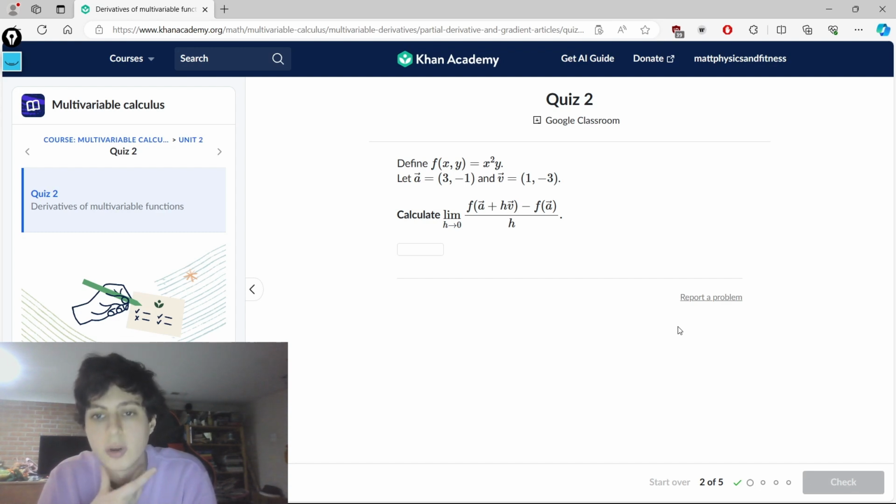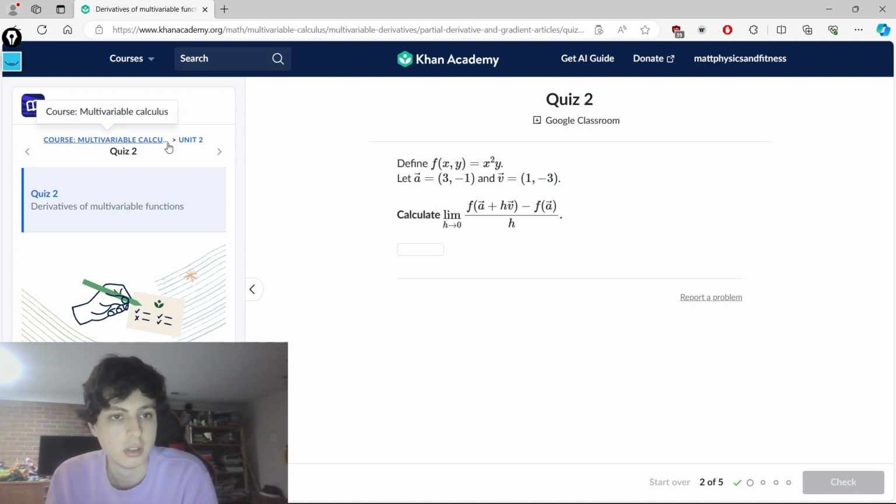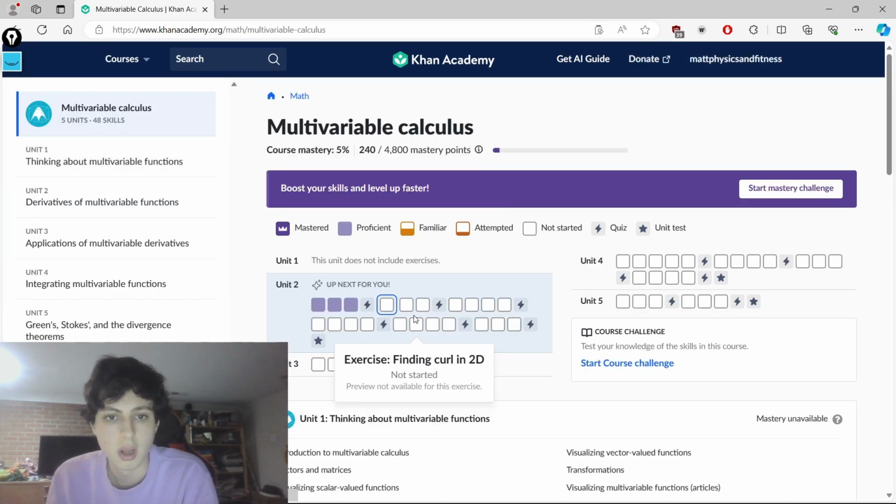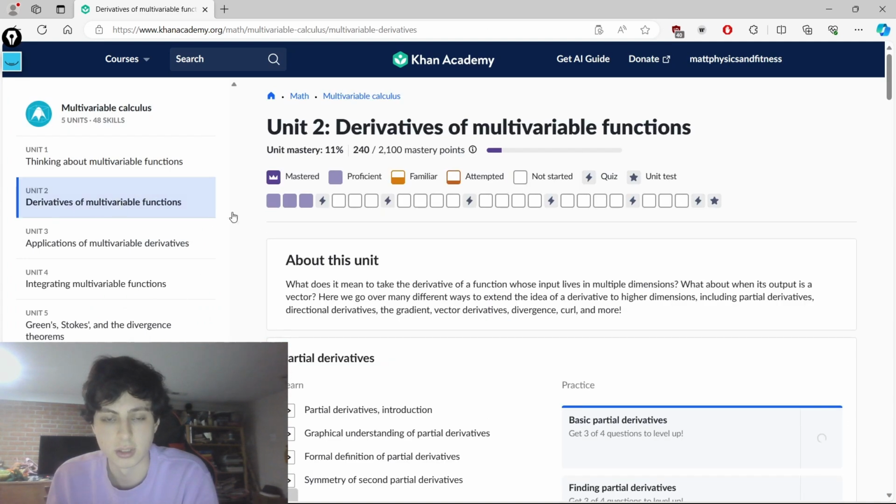I'm starting to notice I didn't watch that far in the video. Define f(x,y) equals x squared y. Let a vector equal 3, negative 1, and v vector equal 1, negative 3. We're going to have to go back to the video. Went a little bit too fast, it looks like.